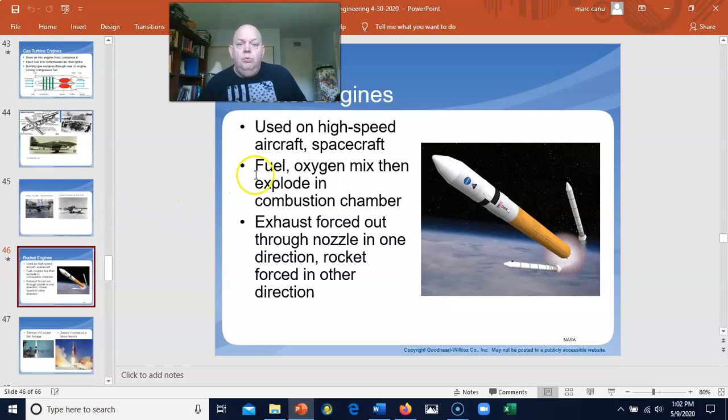So the fuel-oxygen mix then explodes in the combustion chamber. The exhaust is forced out through the nozzle in one direction, the rocket is forced in the other direction. It's kind of like a jet engine. Looking at Newton's third law of motion again: for every action, there's an equal and opposite reaction.